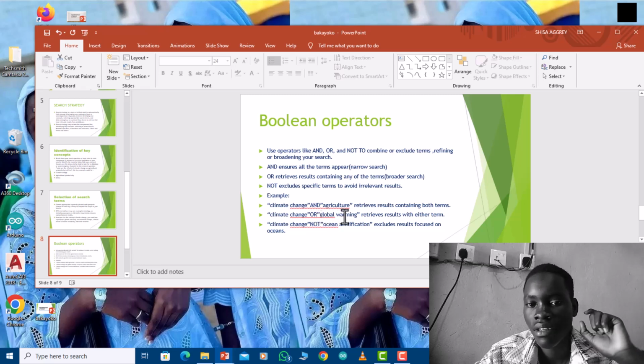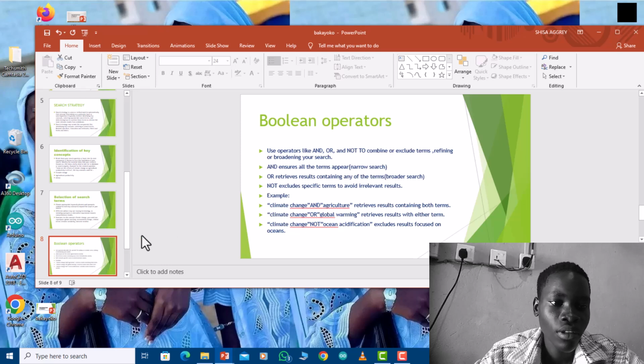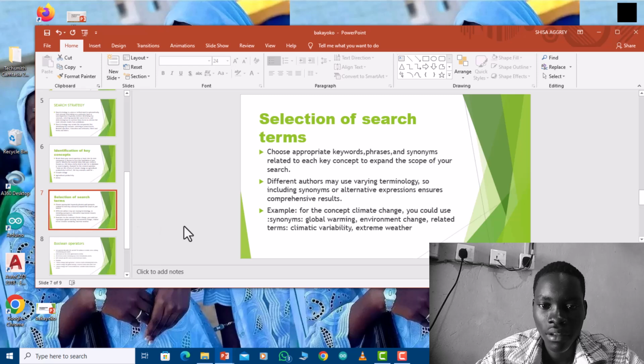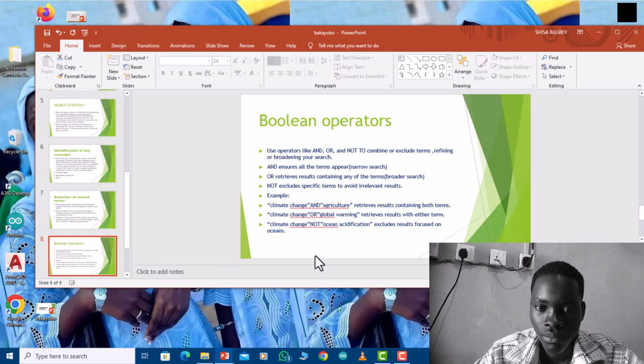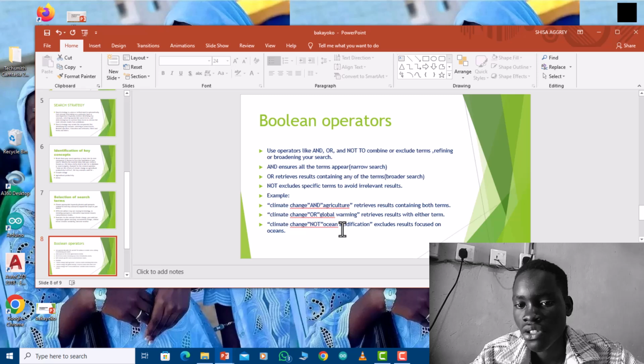I hope we noted down in the previous slide, maybe slide number 7, that global warming is among the synonyms. Then as we continue, this will still bring you the same specific information.